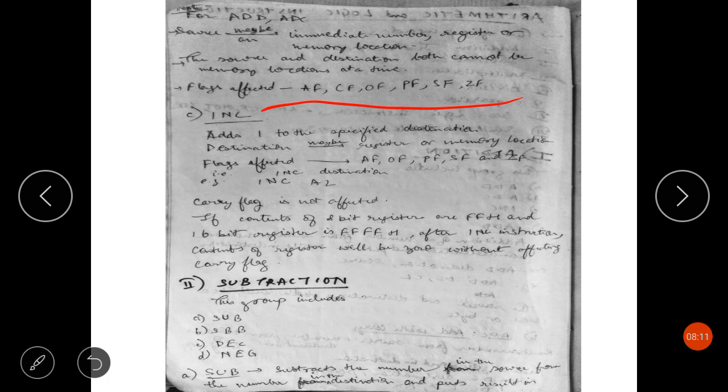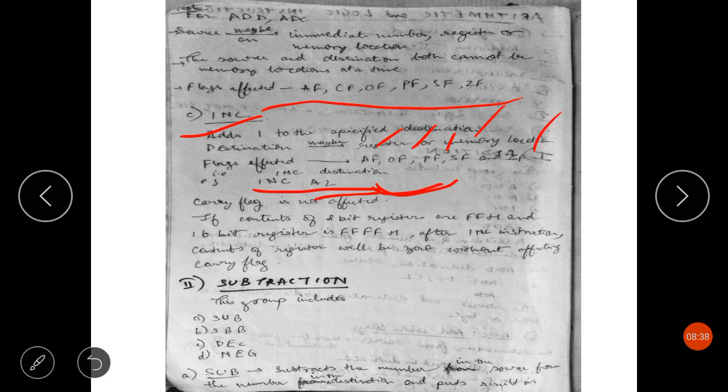Next instruction is the INC instruction. What it does, whatever register or destination is mentioned in the instruction, it adds 1 to the content of that register, means it increments the content. So flags affected: auxiliary flag, overflow flag, parity flag, sign flag and zero flag will get affected.